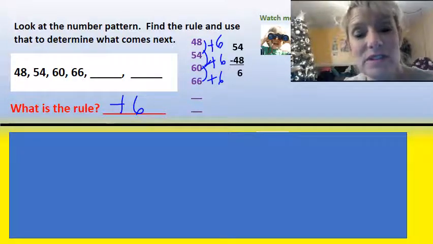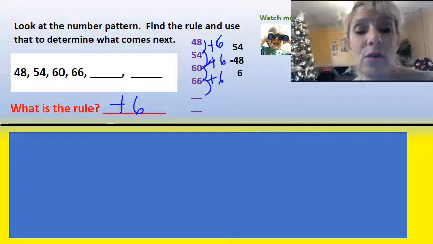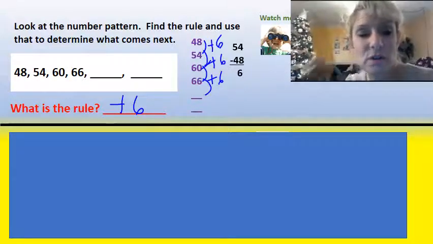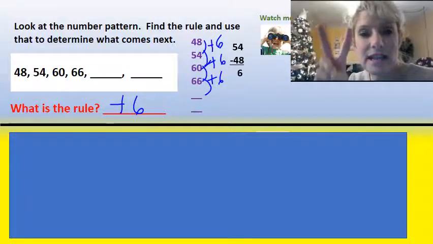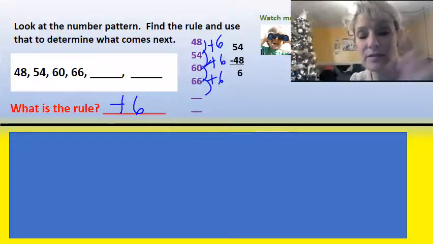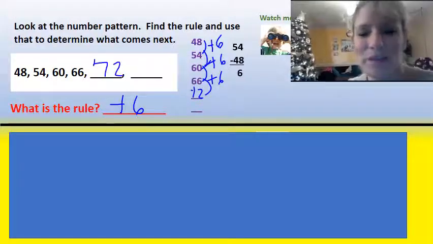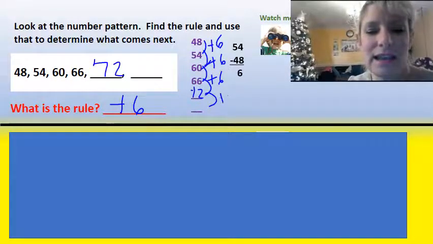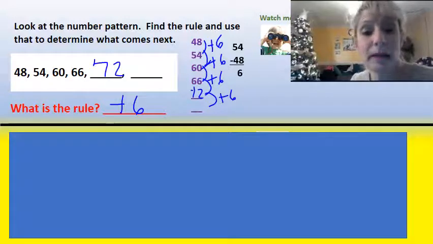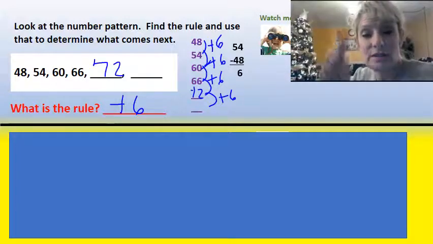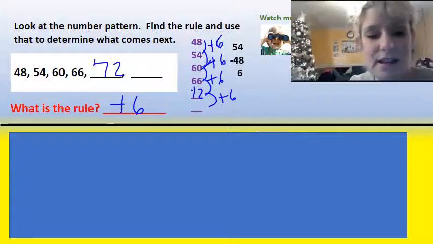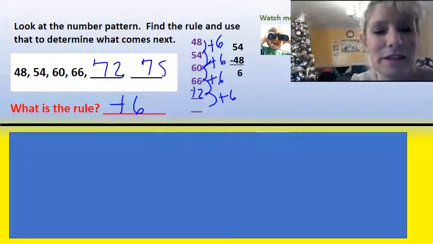The neat thing about this is I can now apply the rule to figure out what my missing numbers are. So I start with 66, 67, 68, 69, 70, 71, 72. That means right here in this space, I have 72. And that means I'm going to put it over here too. All right, now I'm going to add 6 more in order to find out my next number. 72, 73, 74, 75, 76, 77, 78. All right, and that number goes right there.